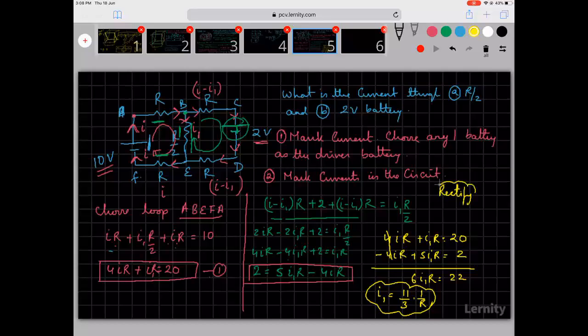Don't blindly copy from my notebook. This is my notebook. It seems there is an R by 2 here. So when I have an R by 2 here, this equation is wrong. The correct equation should be 8IR minus 8I1R plus 4 is equal to IR.